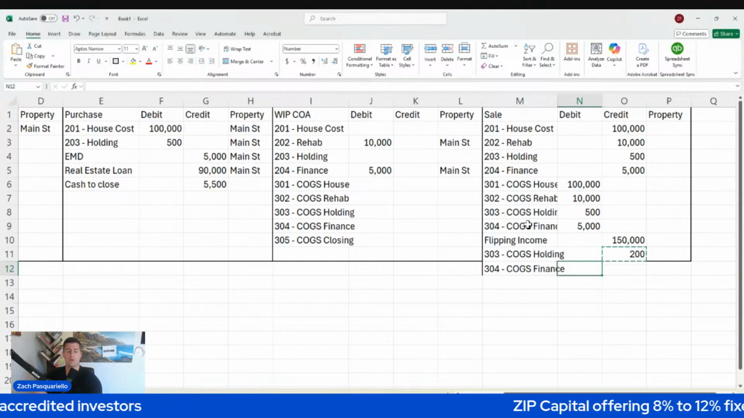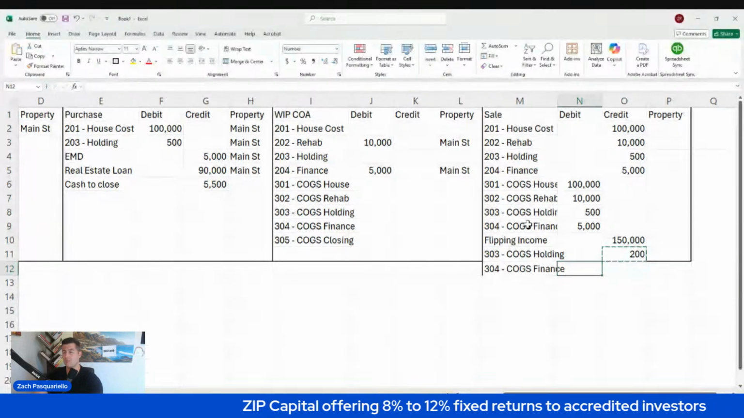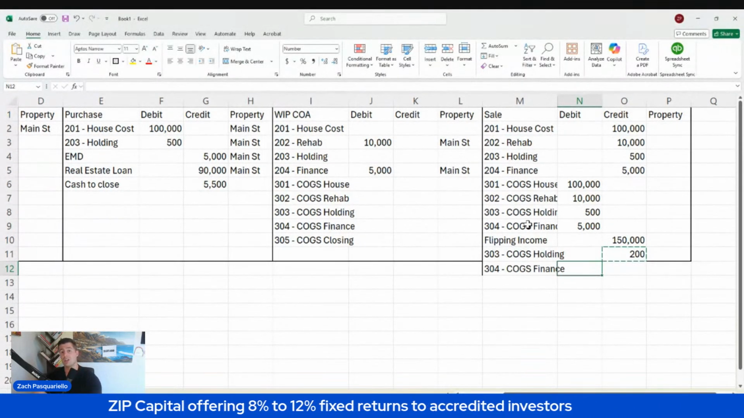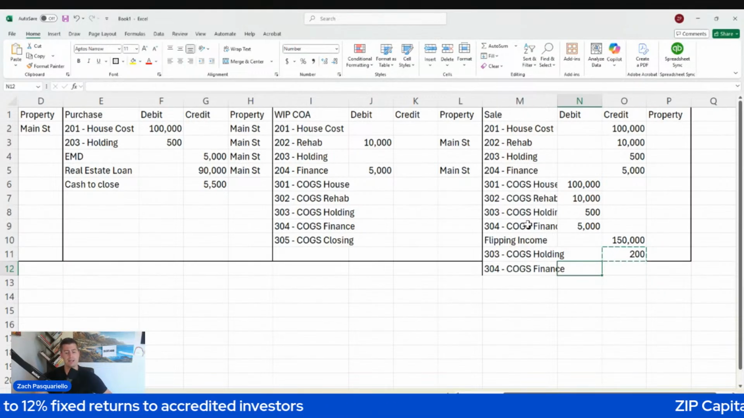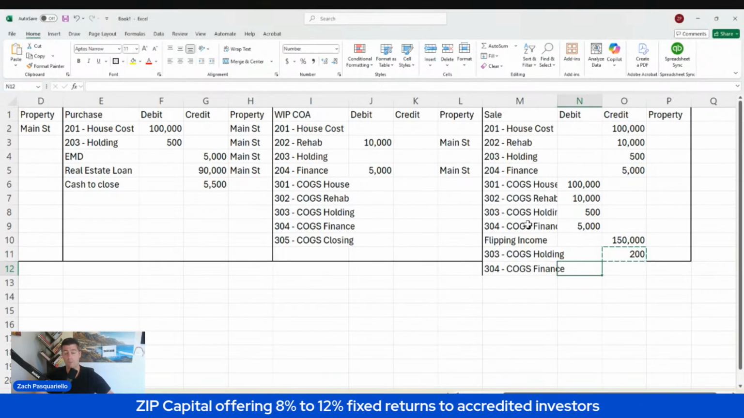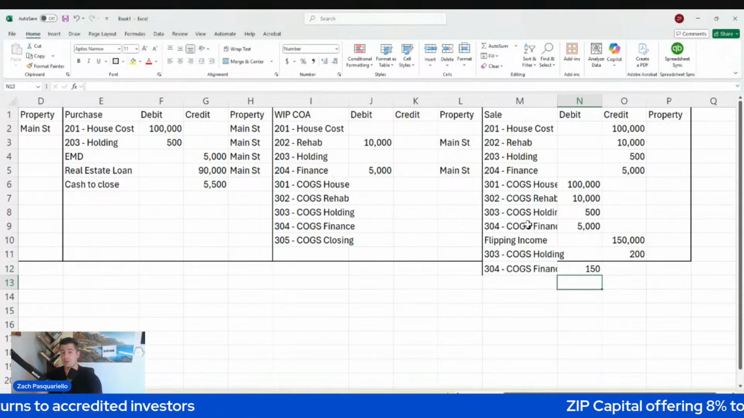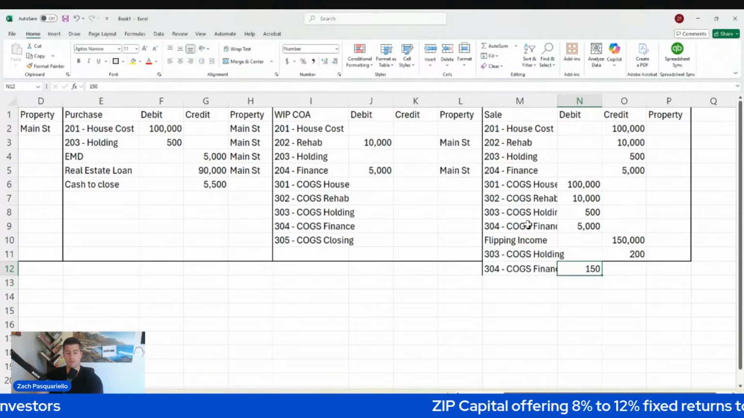And so now we're going to go down to the expenses at closing. Every time you pay off your mortgage, you're typically going to have additional interest owed at closing for per diem interest. For example, typically you will be all paid up on your interest through September 30th. But then if you sold your property October 9th, you're going to owe per diem interest from October 1st to October 9th. So let's just call it $150 in per diem interest due at closing. So we're going to debit COGS finance for $150.